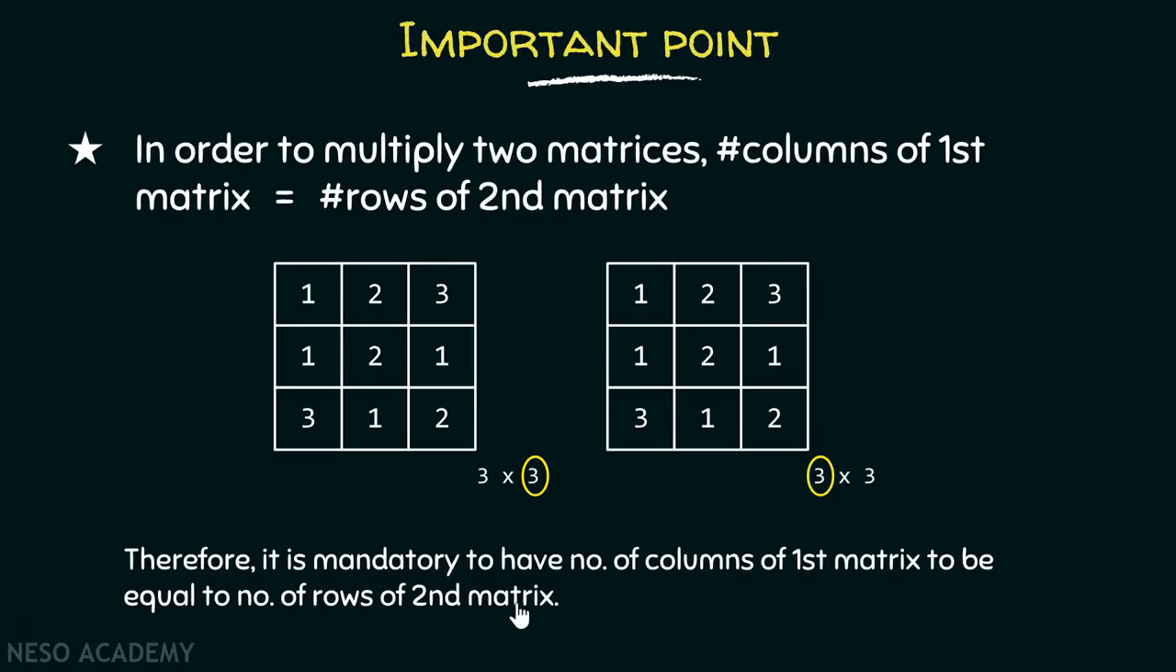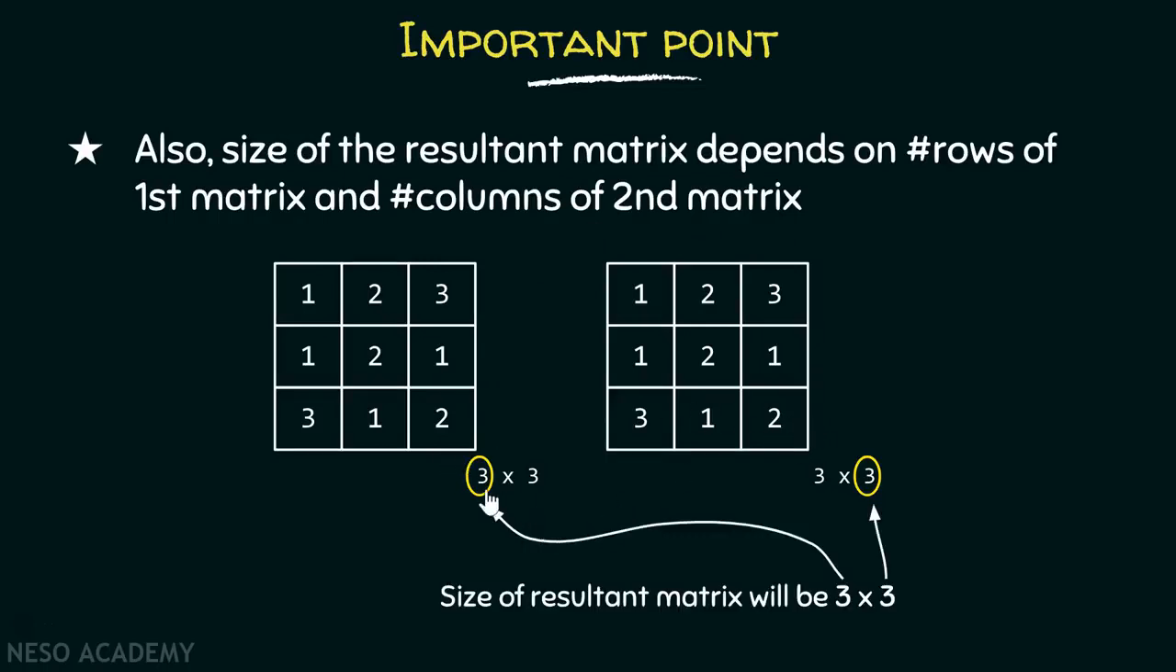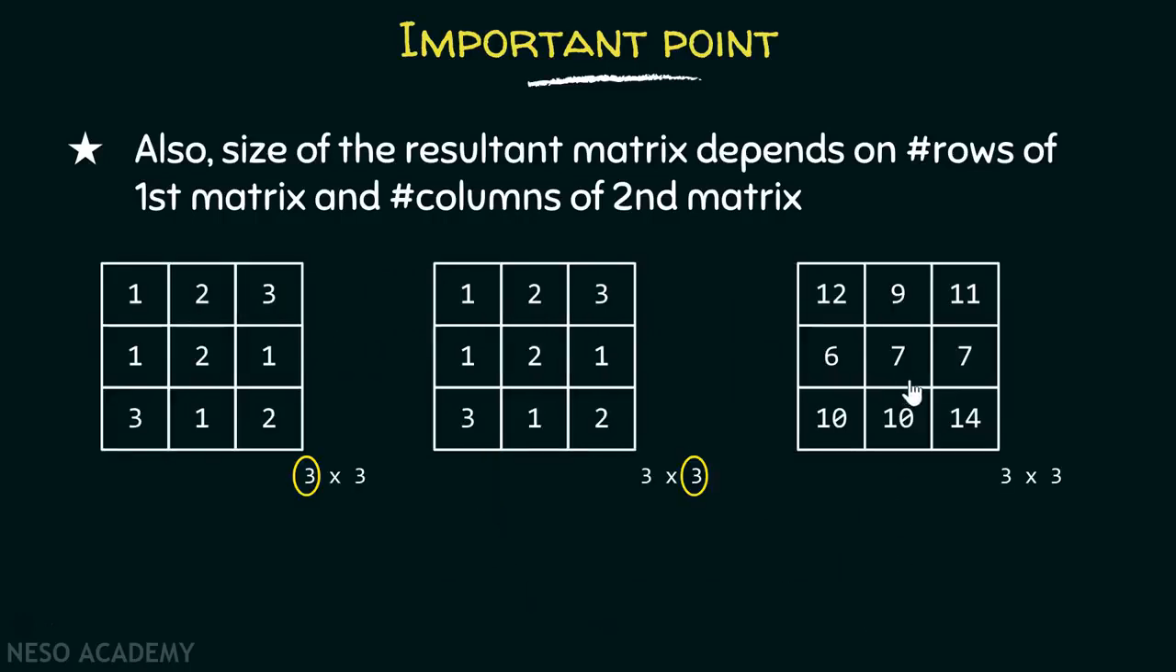Now let me consider another point. Also, the size of the resultant matrix depends on the number of rows of the first matrix and the number of columns of the second matrix. We have already considered this point. In this case, we can see the size of the resultant matrix will be 3 cross 3. And this is our resultant matrix, which we have obtained already, right?